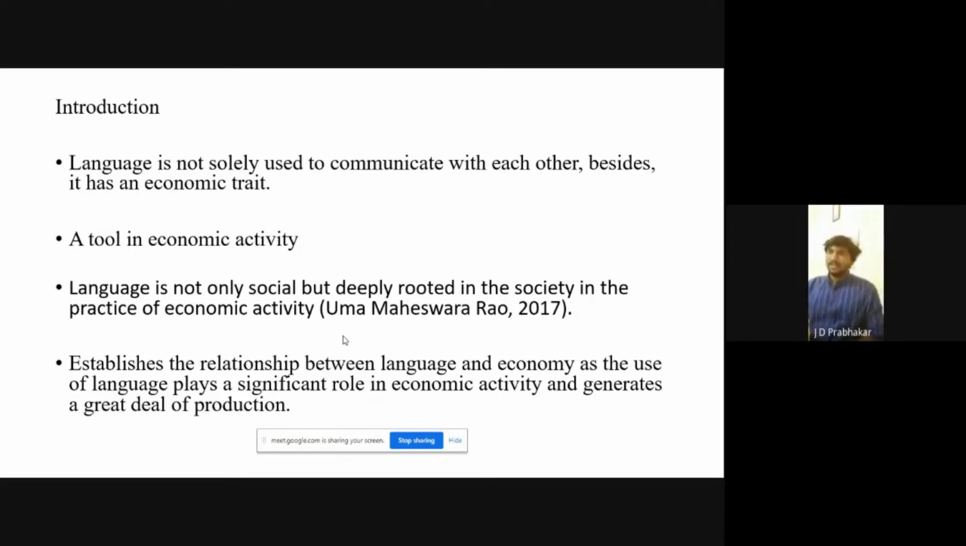This is by Professor Uma Maheshwar Rao sir, who actually presented the entire language and economy work in the keynote address that you might have all seen. And this establishes the relationship between language and economy, as the use of language plays a significant role in economic activity and generates a great deal of production.